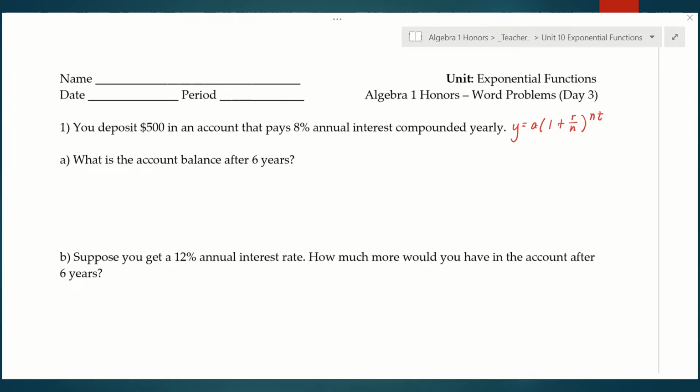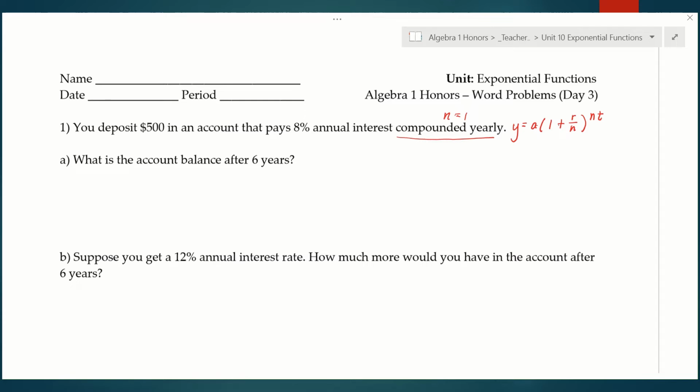So what's kind of nice is because we're compounded yearly, like I said before, n is just 1, and so we don't really need to even worry about this special formula because n being 1 doesn't change the value of r or t. So we're really just using our regular exponential growth formula.